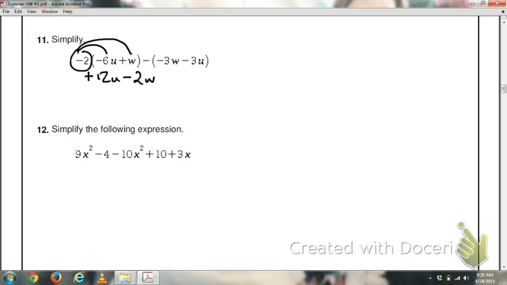Now over here, I also have to distribute this negative, okay? So what I like to think of this as, oops, I kind of erased my negative 2w here.